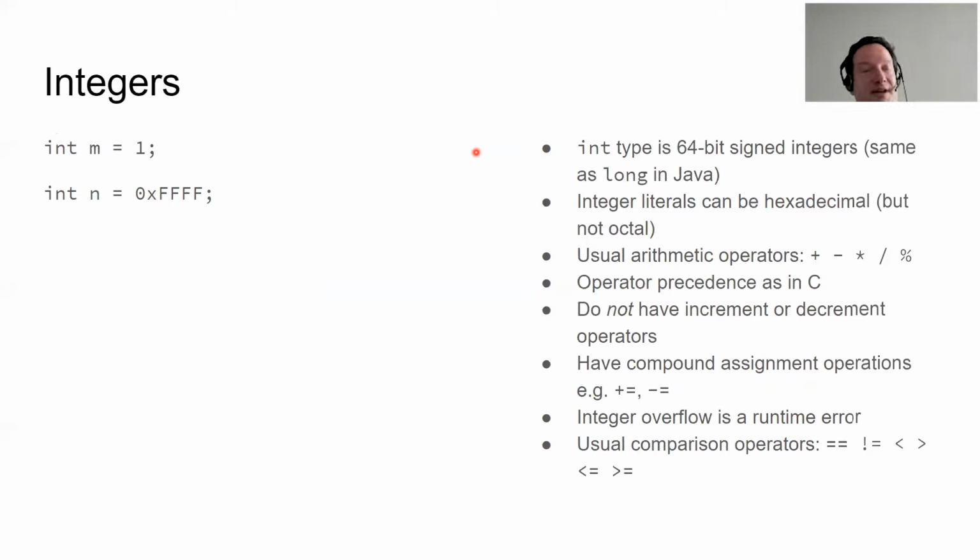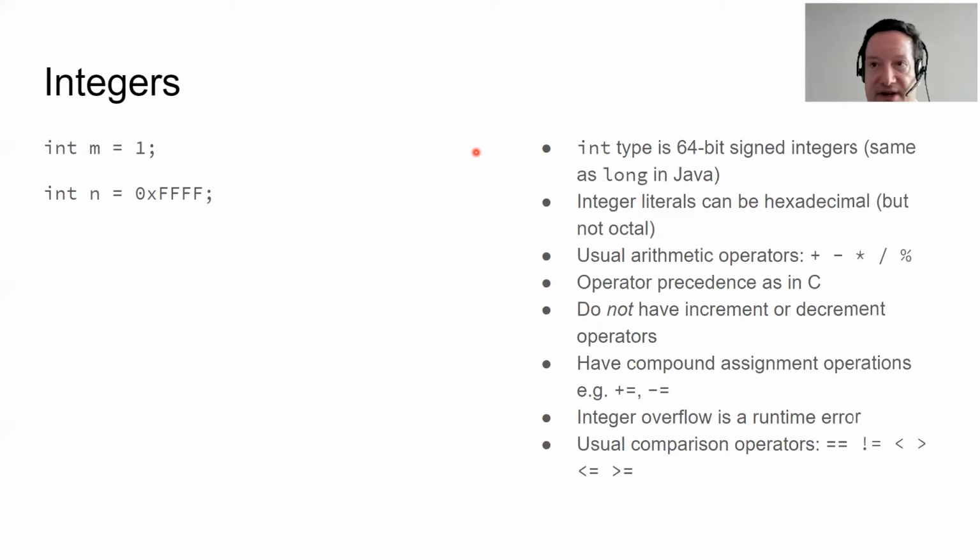Okay, so we have a bunch of types, and pretty much all these languages I talked about have an integer type. Our integer type is called int, and it's 64-bit. So it's the same as long in Java. Integer literals are decimal by default, but you can have them in hex too. We don't have octal.